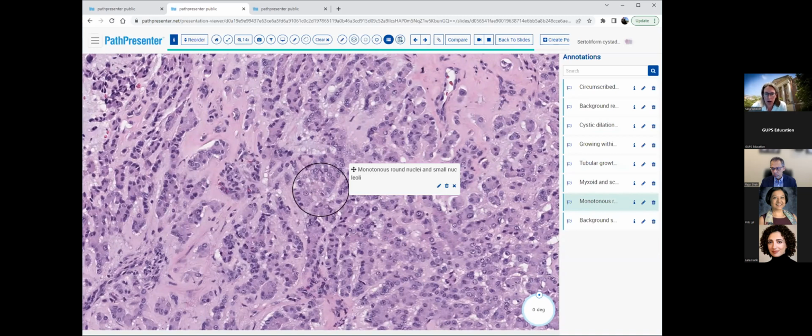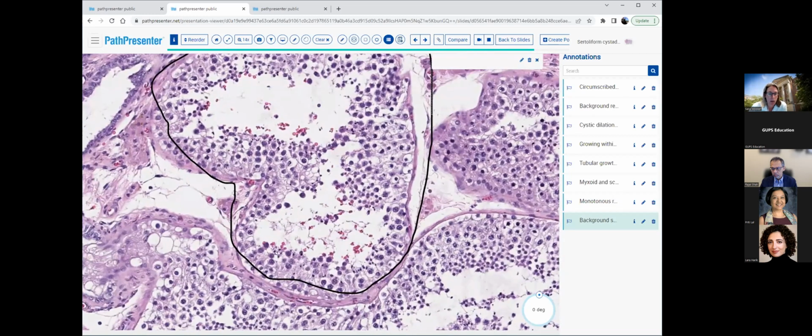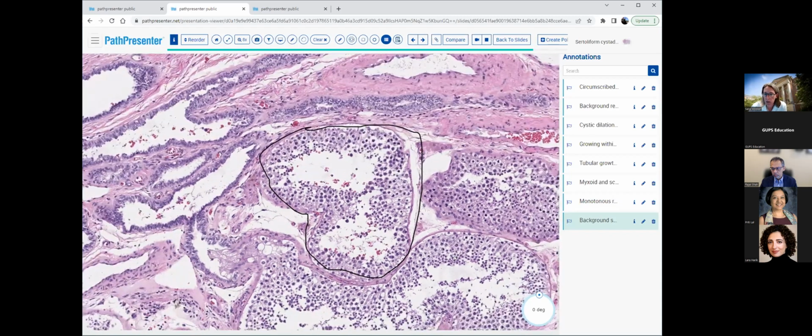So we expect to see monotonous round nuclei with very small, fairly conspicuous nucleoli. One thing just to point out here, because this had a nice example for all of these tumors, is to be sure that you look at the surrounding seminiferous tubules. And here we see that there's nice, active spermatogenesis. There's no evidence of germ cell neoplasia in situ. So that's to help us with the exclusion of whether this could potentially be a germ cell tumor of some type.